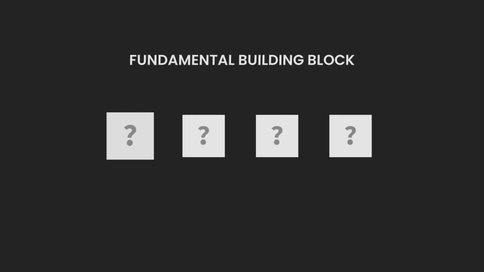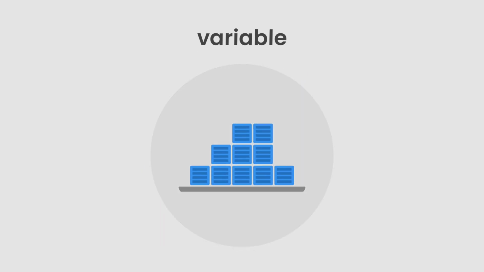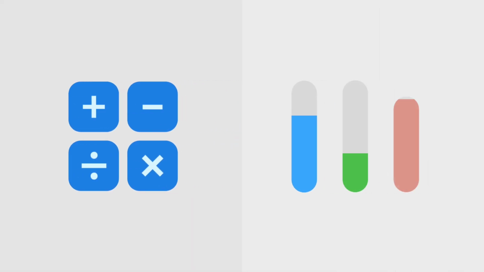One of the fundamental building blocks of any program is the variable. Variables allow us to store data in our programs, but they're much more than just storage containers. They enable us to perform calculations, manipulate data, and control program flow. For instance, let's create a variable to store an integer value.